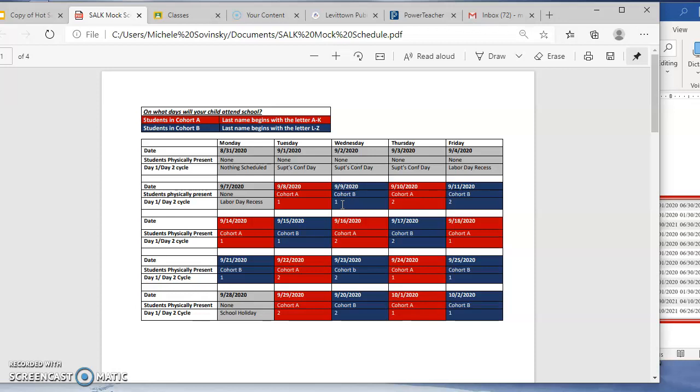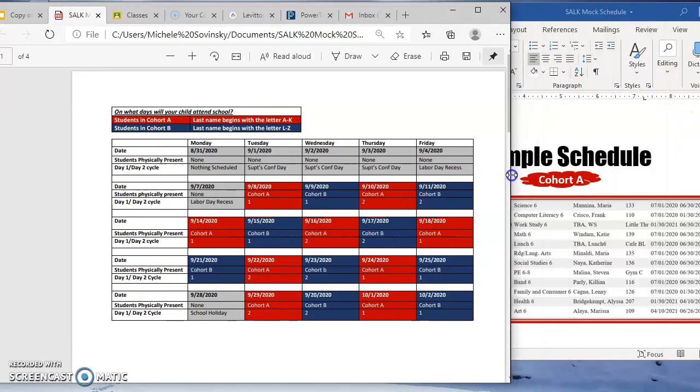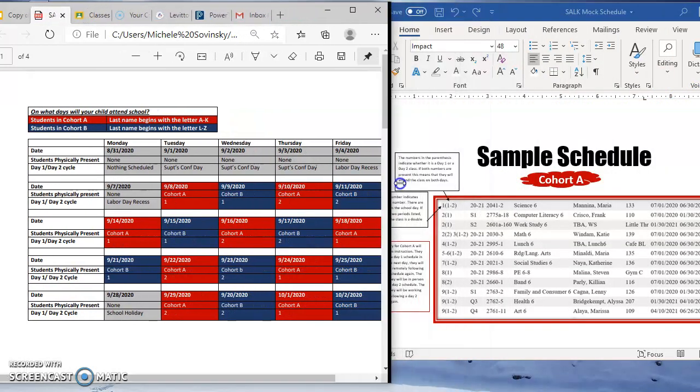If students are working remotely, they are working remotely from home. Otherwise, if you're in sixth grade, the students have the option to work remotely, socially distanced in the auditorium. Let me pull up a sample schedule so I can follow along here.